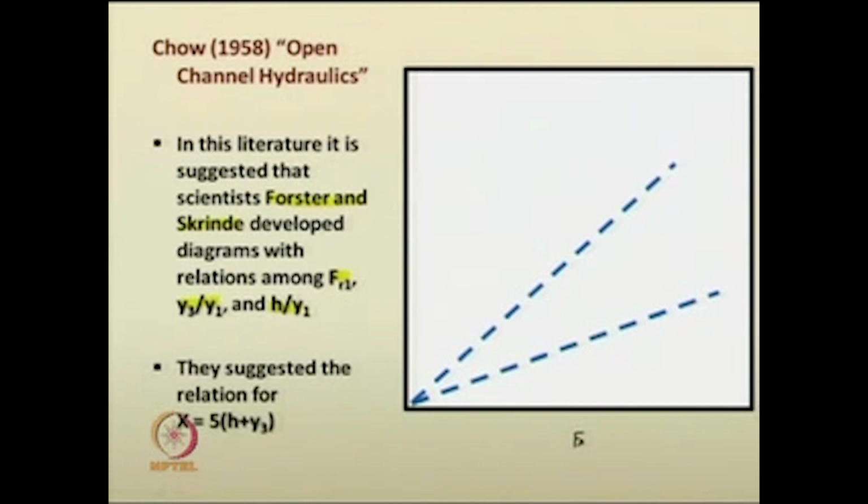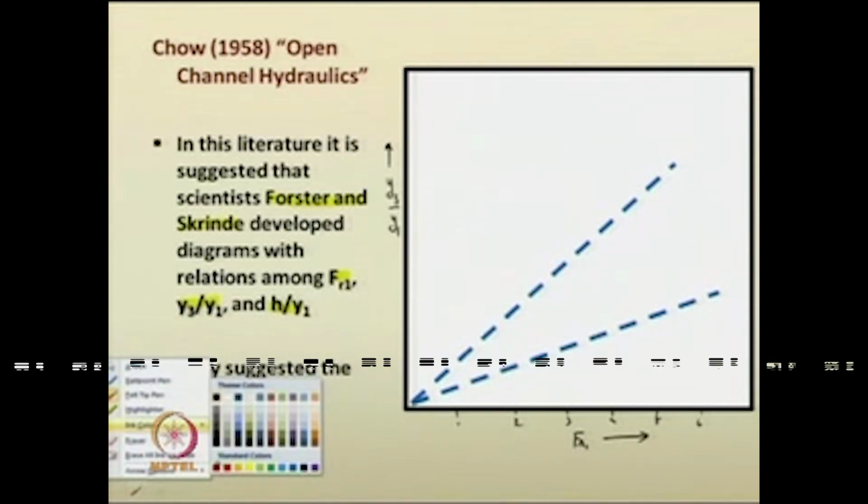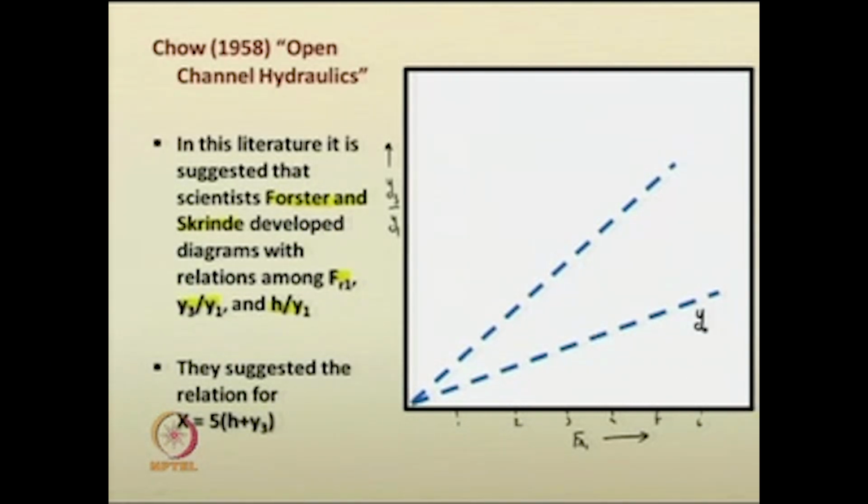Here on the horizontal axis, you can have the Froude number. It can be 1, 2, 3, 4, 5, 6, like that it can extend. Then you have the non-dimensional number y3 by y1 on the y coordinate. Two dashed lines are drawn here. Here the first one, I will just change the color for your benefit. This line suggests the depth y3 which is equal to critical depth.